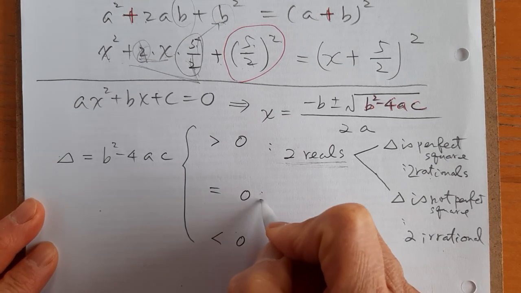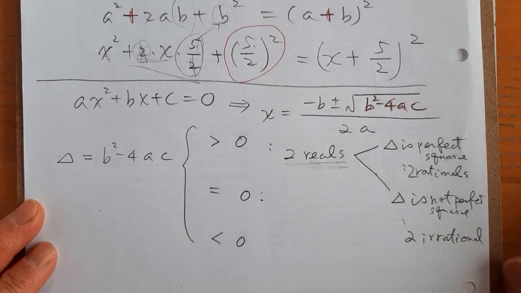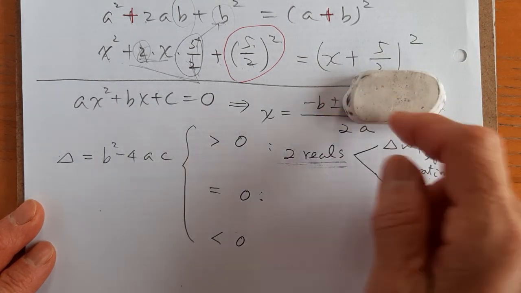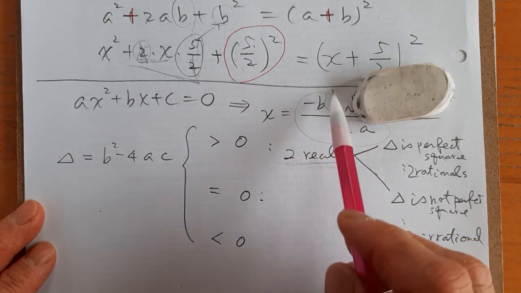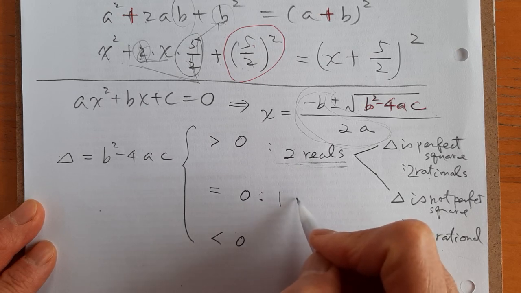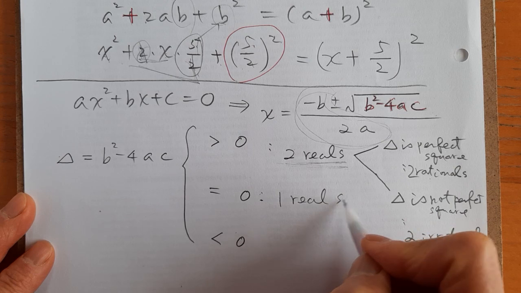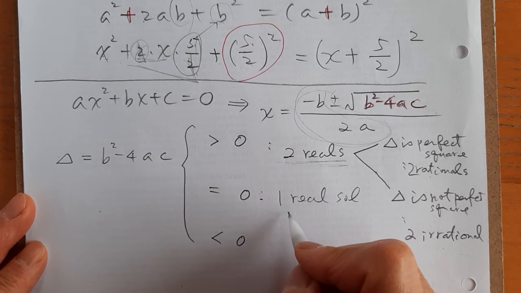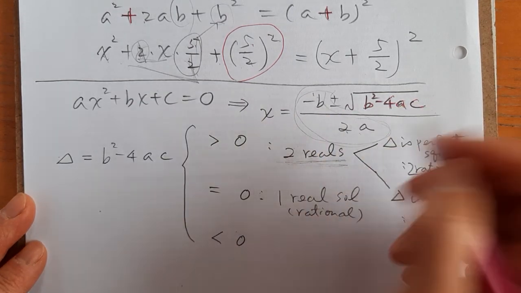Now, if b squared minus 4ac equals 0, then you will not have this part. Plus 0 or minus 0 gives only this solution, because adding 0 or subtracting 0 is the same. It's one solution, one real number as the solution. Actually, it's one rational solution, because it is a fraction.